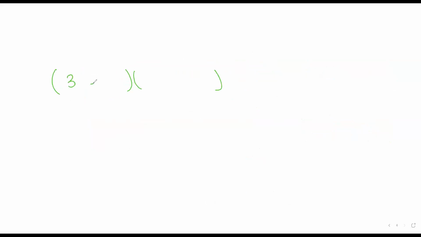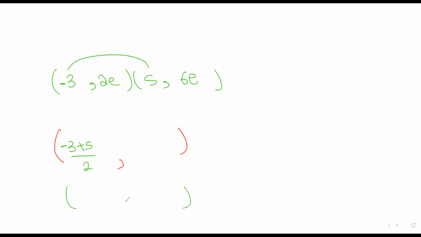For example, if you are given this question: negative 3 and 2e, then 5 and 6e. And the question says, find the midpoint. So you don't need to panic. We already know the rule. You add the x's, divide by 2. Negative 3 plus 5 over 2. You can actually put it on the calculator as it is. This is 2 over 2, which is 1.